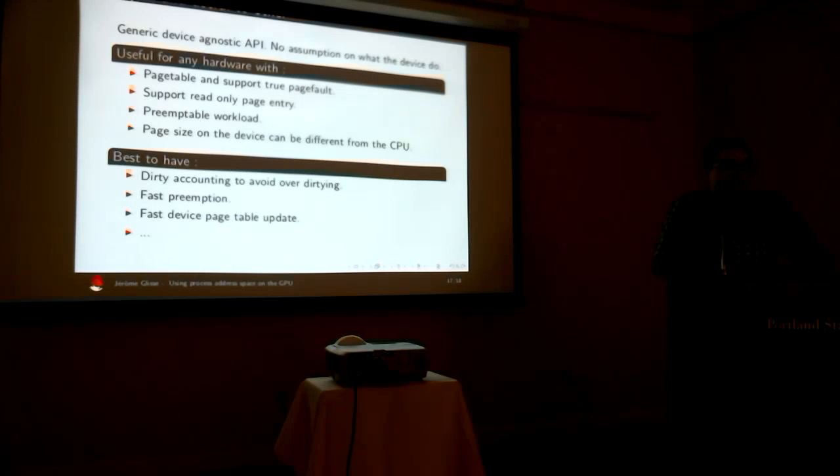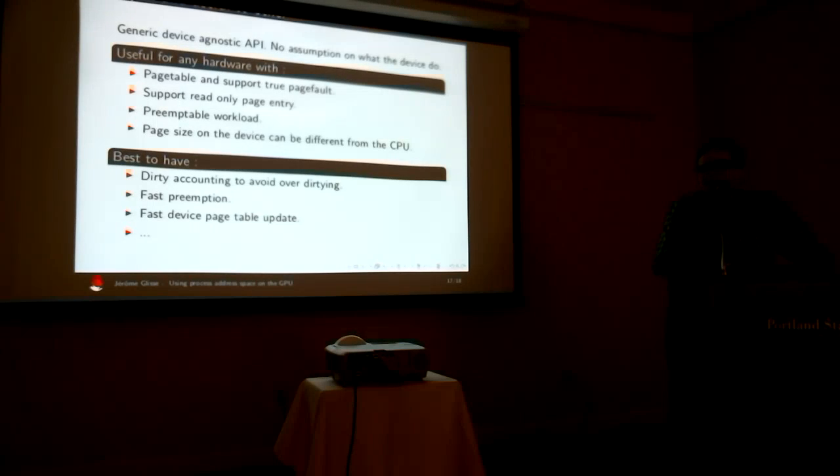There are a couple of other things that are really important to have. If you have them, it's a big bonus. One is being able to set a dirty flag, so whenever your GPU or device is writing to memory, it mirrors the fact that something has been written to the page inside the page table, so there can be some kind of dirtiness accounting. Another is fast preemption, so that the CPU doesn't have to wait 10 seconds for a page fault.